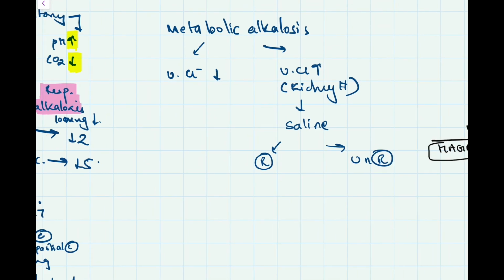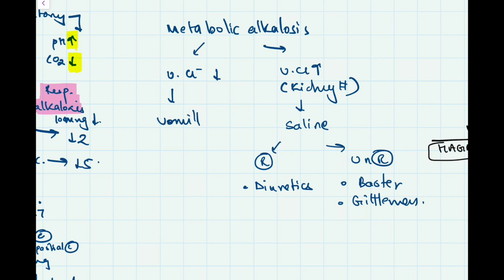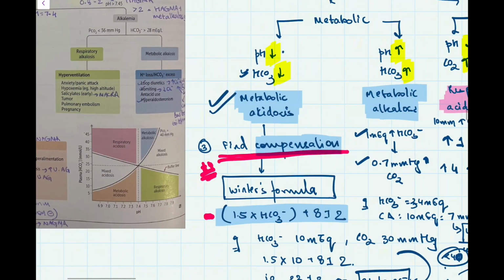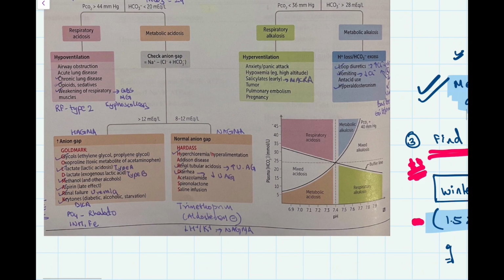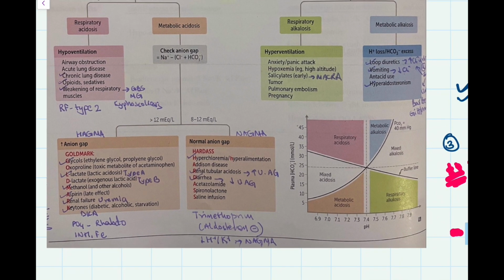The cause for saline responsive metabolic alkalosis is the use of diuretics, while saline unresponsive metabolic alkalosis is due to Bartter and Gitelman. Right, a decrease in urine chloride means that it is a simple third space loss, like vomiting, burns, dehydration, etc.